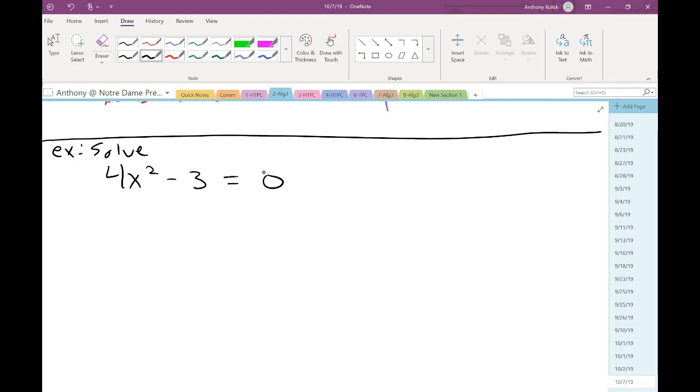Let's say that we wanted to solve this quadratic equation: 4x squared minus 3 equals 0. Now, is this going to be something that I can factor? No, right? Not using the techniques that we've talked about so far.